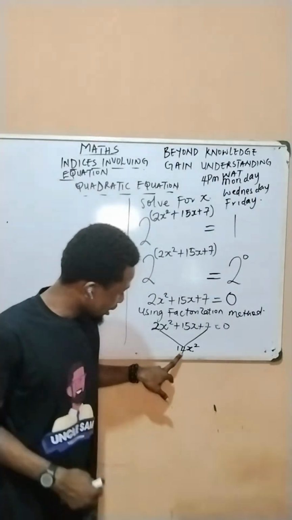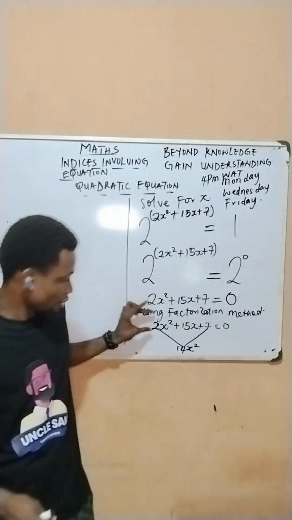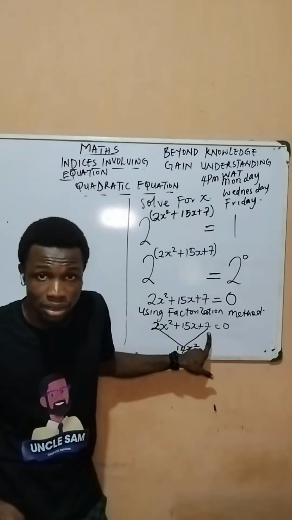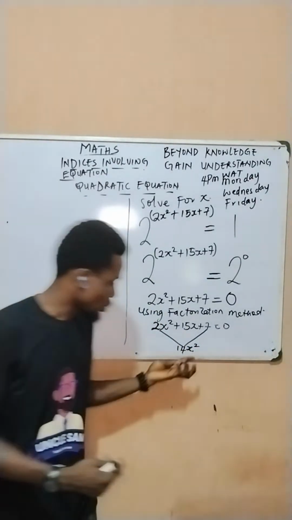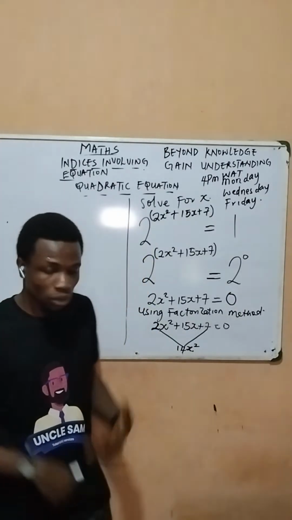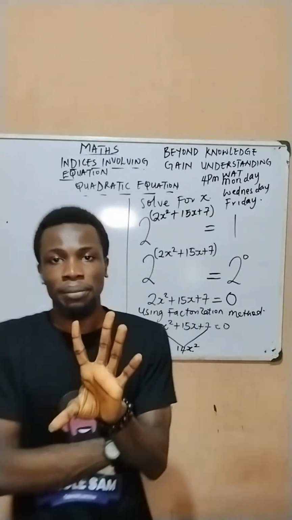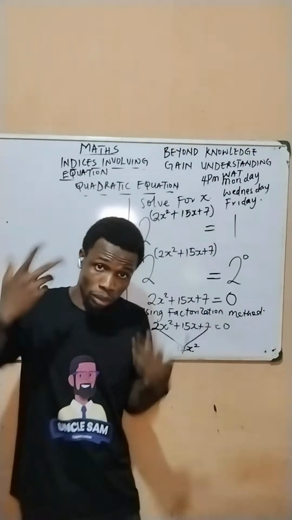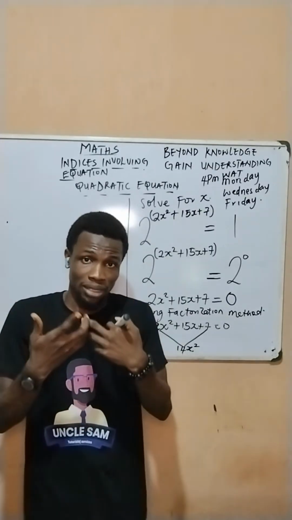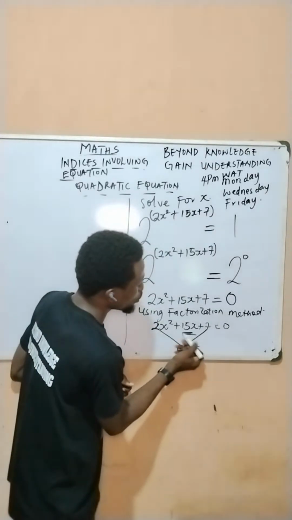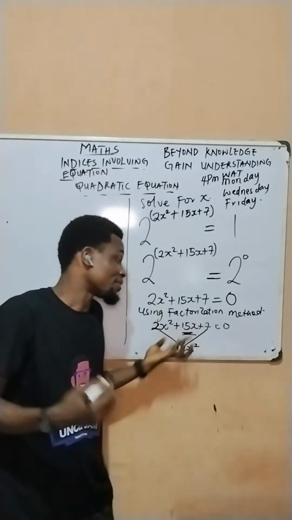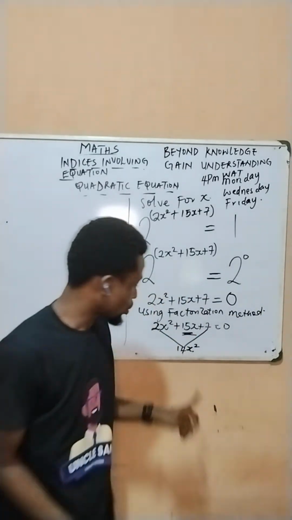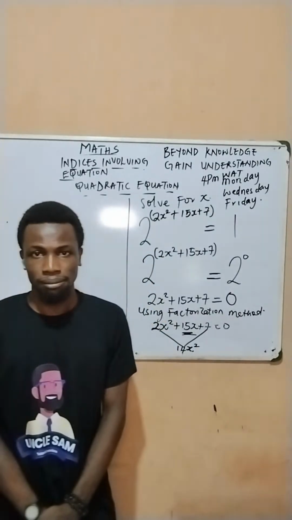Now that you've gotten this number here, remember, take the first expression here, multiply it by the last, which is the constant here. Once you've done that, this is what you have here. Now that you've gotten to this stage, think of two numbers that, if you add them or subtract them from each other, the end product is going to give you 15, or you can also say 15x. But if you multiply them together, the end product is going to give you this 14x squared.